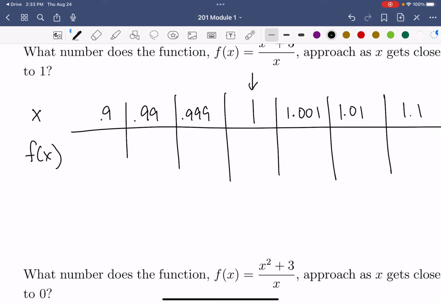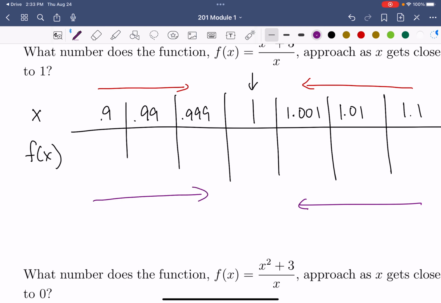Because I know where I want my x to go. I want to approach this value, but I'm going to do it from the right and from the left, okay? And so the question is, if I do the same thing on the bottom, if I plug these numbers into my function and get some values here on the bottom, as I go this way and this way, what do the function values approach? Okay, that's what it means. That's what we're trying to do here. Okay, so let's go ahead and do that.